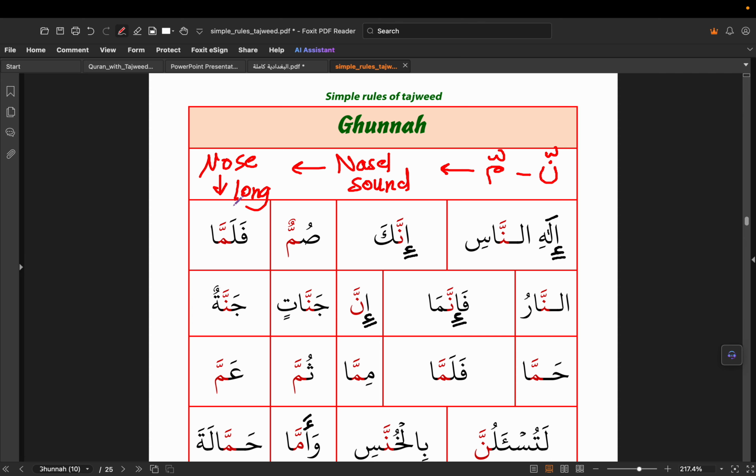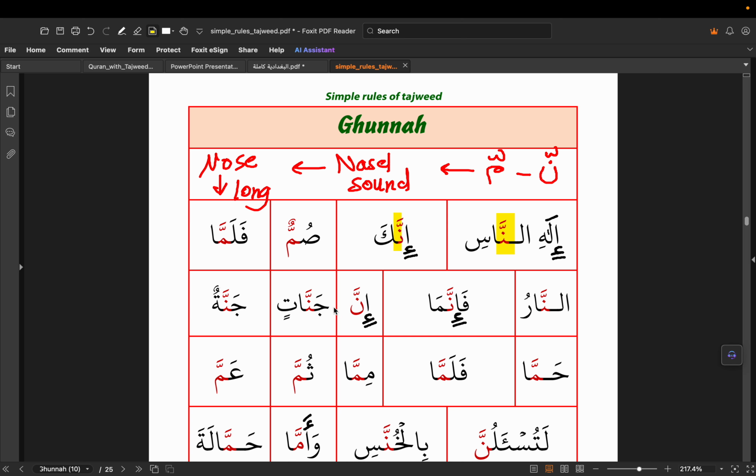Okay, so let's come here. Ilahi. Here I find the noon with the shadda. I tell myself, repeat and memorize: noon with the shadda, I should do nasal sound from my nose, making it long. How? By making the tip of my tongue touch the roof of my mouth near my teeth, close, and make it this long. Ilahi, long.